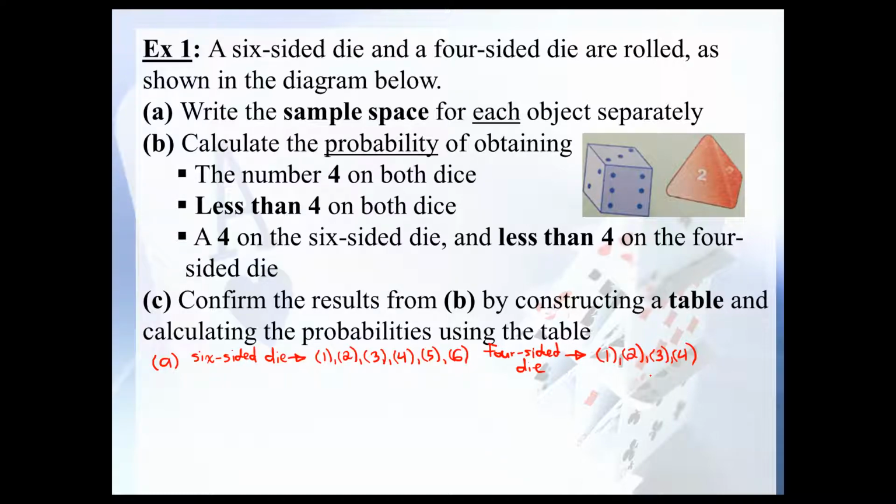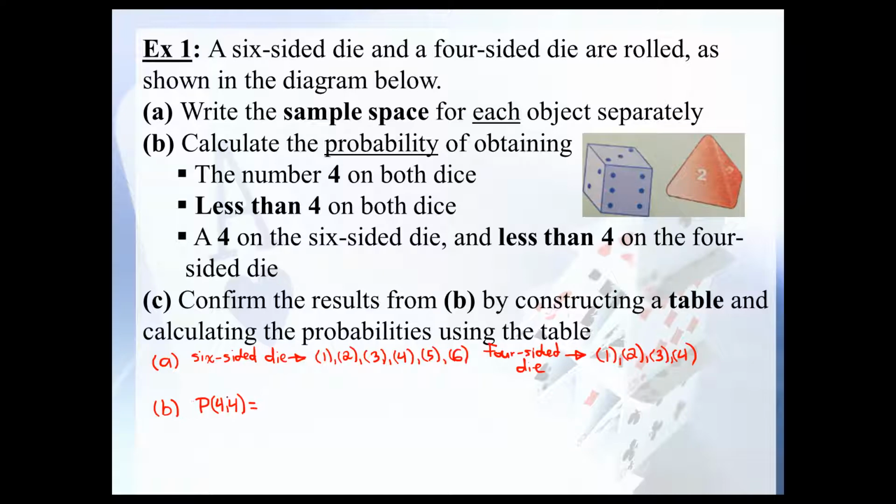Okay, B, it says calculate the probability of obtaining the number 4 on both dice. Now notice that we haven't been asked to do a tree diagram or a table first, which normally we would do prior to doing a probability calculation, but we're actually going to avoid doing this by using this alternate method. So let's start off with B here. The first one wants us to calculate the probability of obtaining the number 4 on both of these dice.